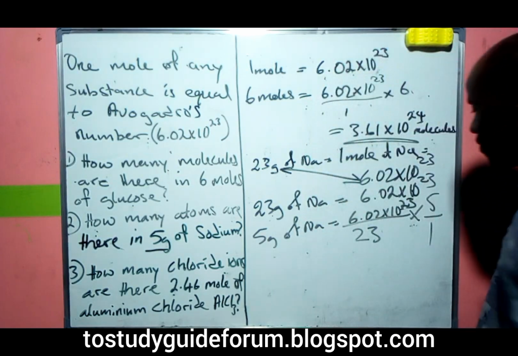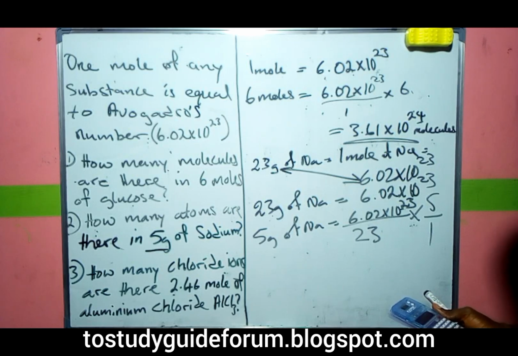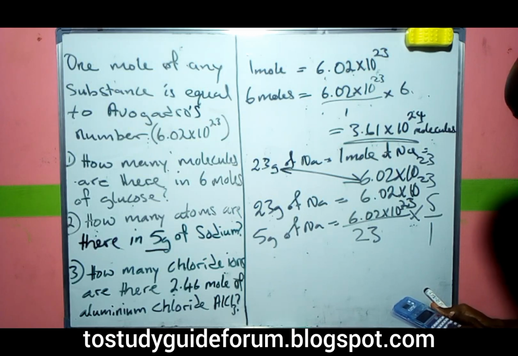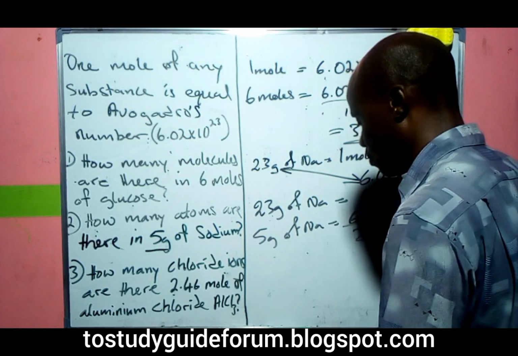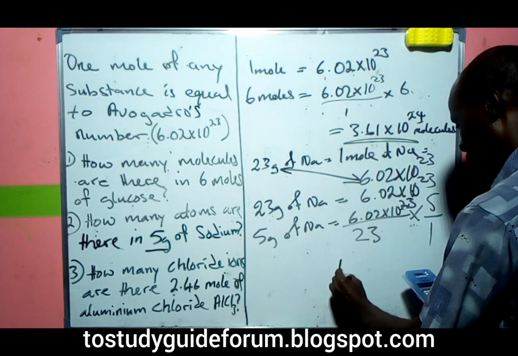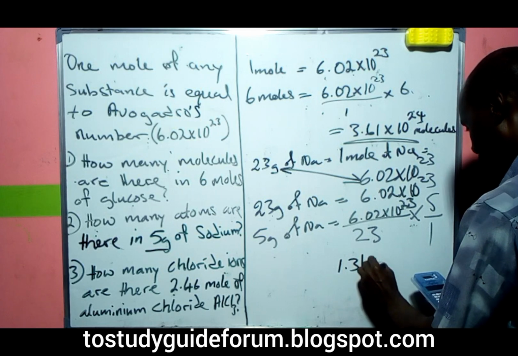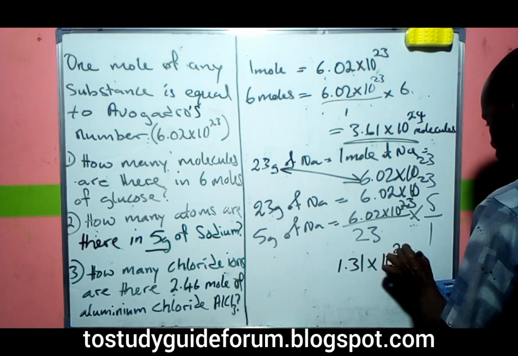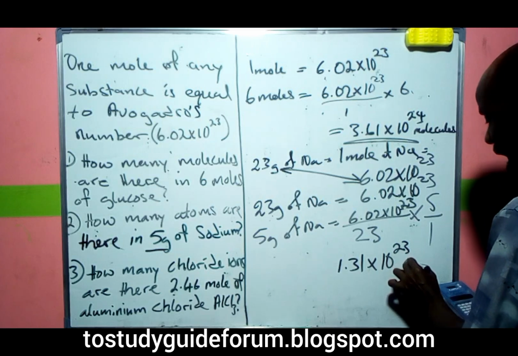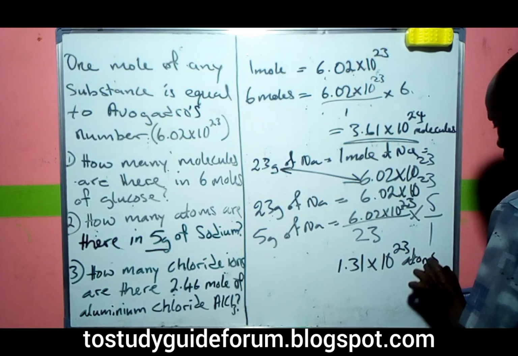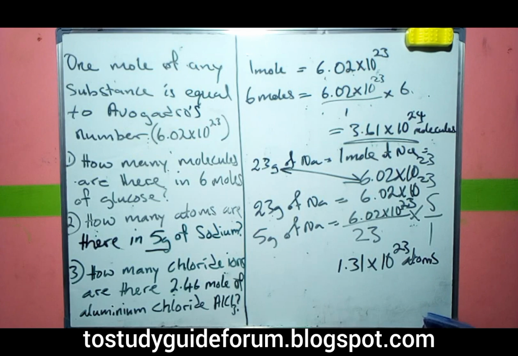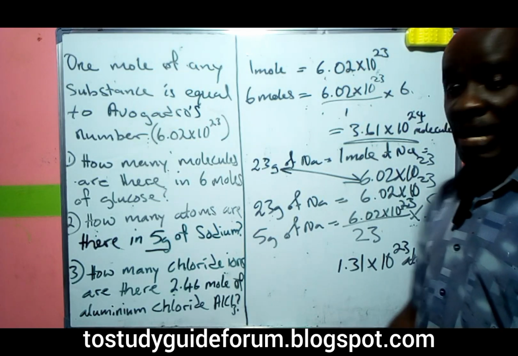So what do we have here? What we have here will then be 6.02 times 10 raised to the power 23 times 5 divided by 23. The number of atoms we have in 5 grams is 1.31 times 10 raised to the power 23 atoms. That is what we have. Now, you can see how we have been able to do this.